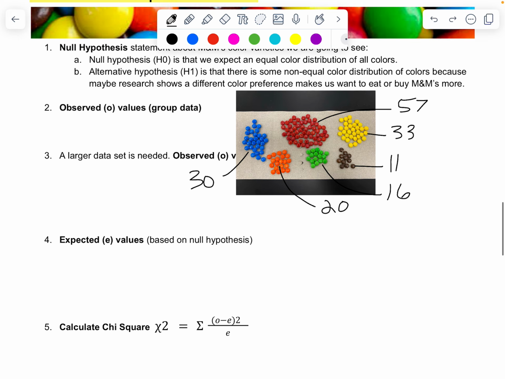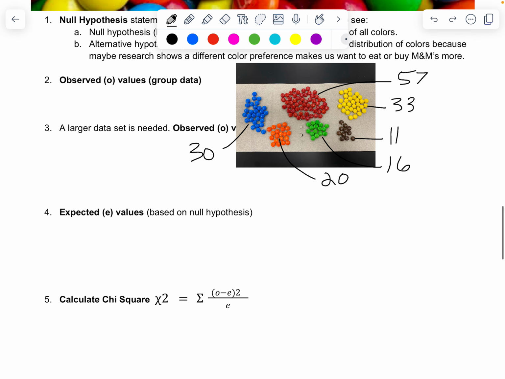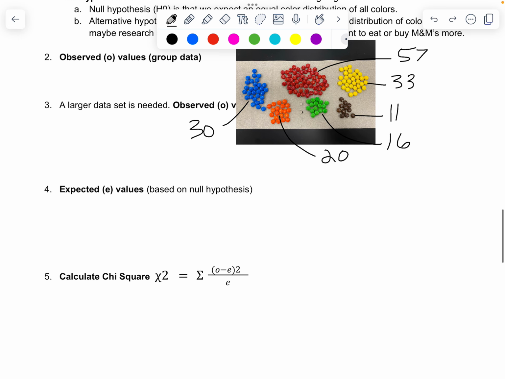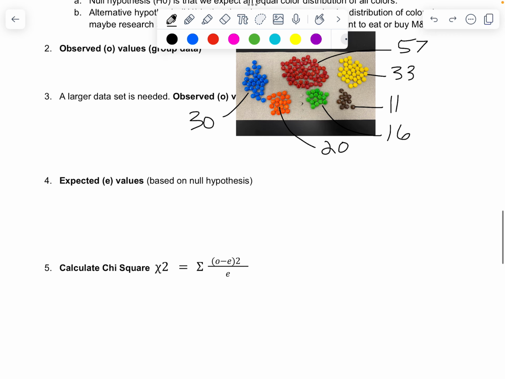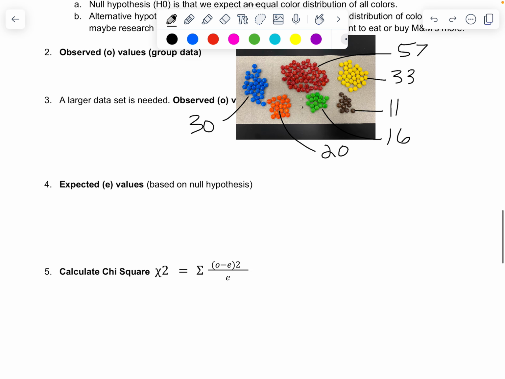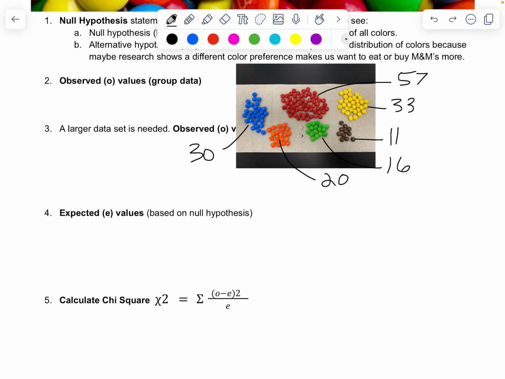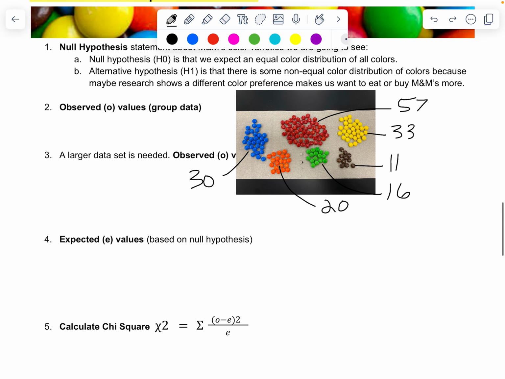In class, we did group data, and I put it on the board, and then we did class data. But for this, I just dumped out some, okay? So what are our expected values? Well, our expected values are based on the null hypothesis and then the totals. Based on the null hypothesis, we expect 1/6 of the total for each color, because that's what I said in the null. So first of all, we need to know the total. So I'm just going to quickly add these up here.